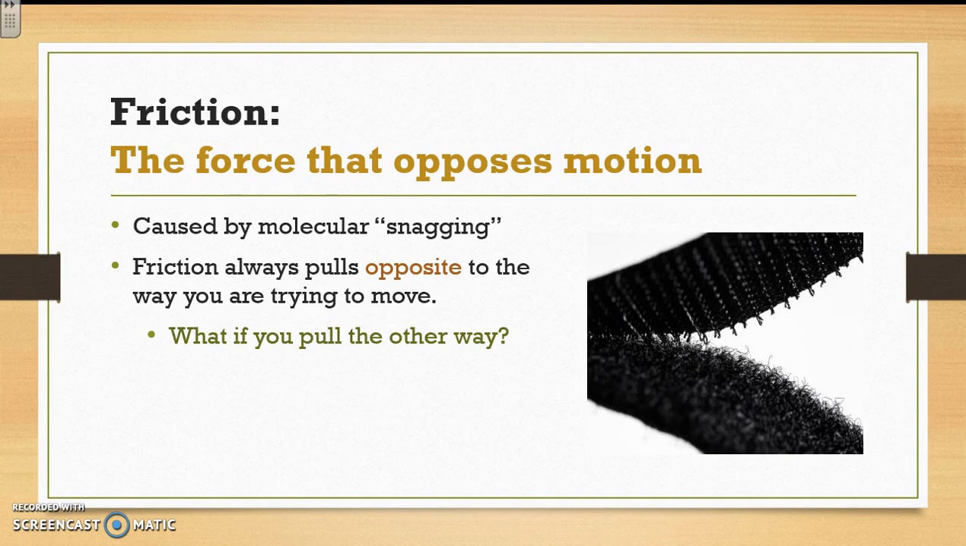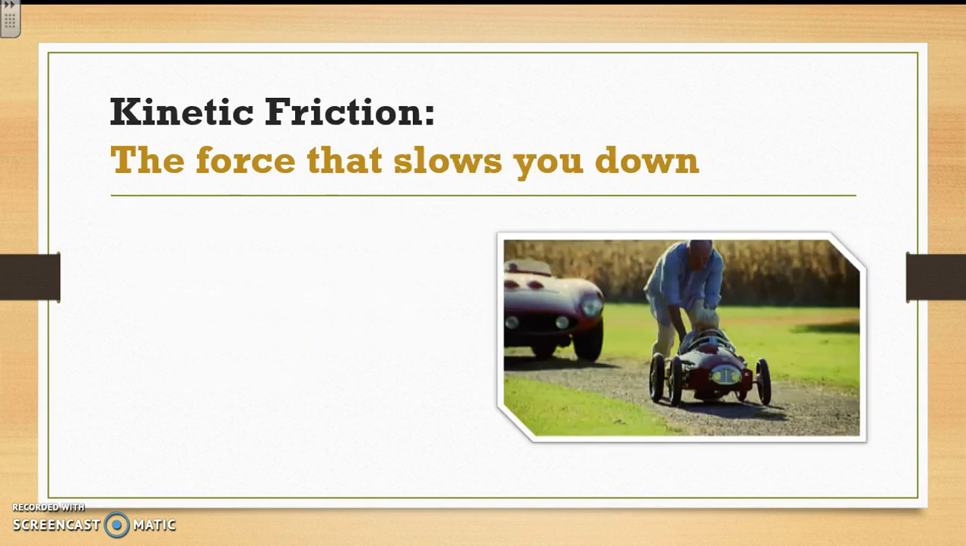What if you pull the other way? Instantaneously, the force of friction will change. Smart force. True. That's a technical term. Write it down. A smart force is one that instantaneously reacts to what you are doing. Friction is a smart force. There are two kinds of friction.